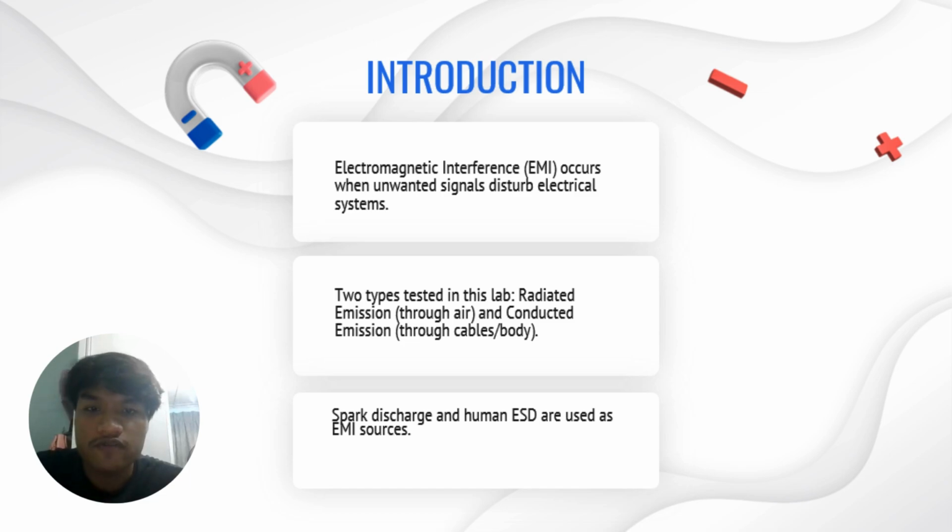The introduction of this lab report is that electromagnetic interference, EMI, occurs when unwanted signals disturb an electrical system. Next, two types are tested in this lab: radiated emission through air and conducted emission through cable or body. The third is that spark discharge and human ESD are used as EMI sources.